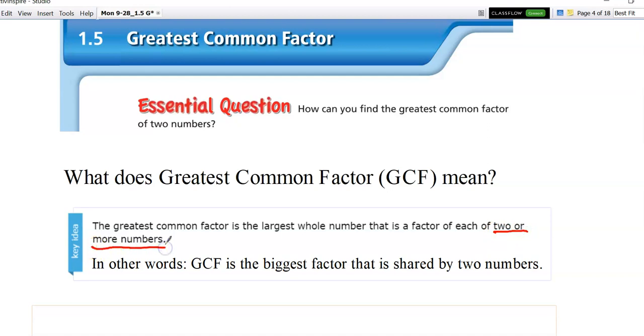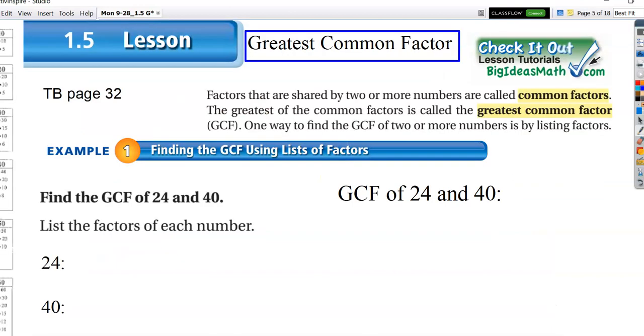So notice up there the essential question just had to do with two numbers, but you can find the greatest common factor of more than two numbers. In other words, the greatest common factor is the biggest factor that is shared by two numbers. So this is in the textbook, page 32.